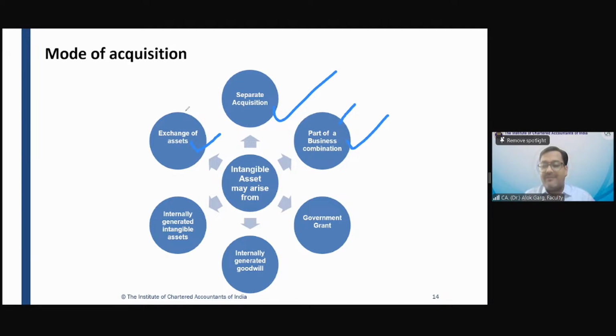First, fair value of asset given up. Then fair value of asset acquired. Otherwise, WDV of asset given up. These three things are there. Now, what about internally generated goodwill?